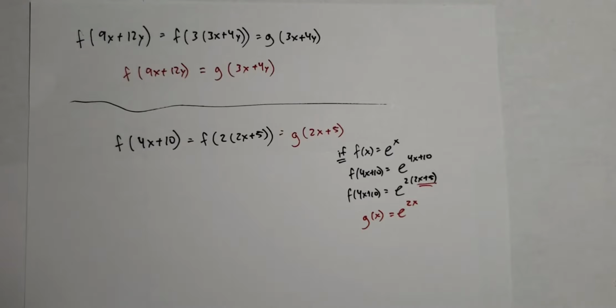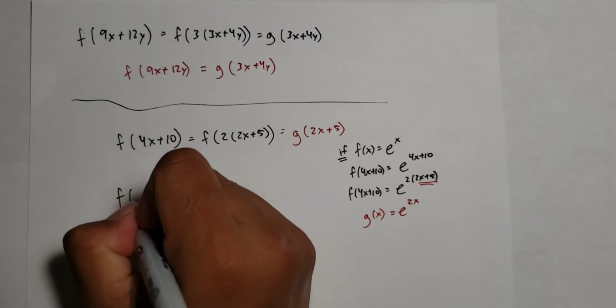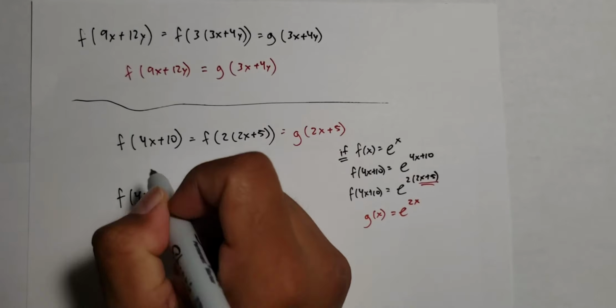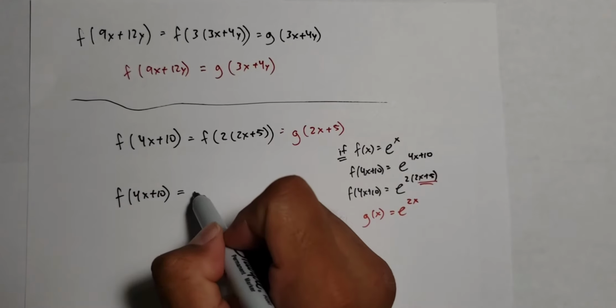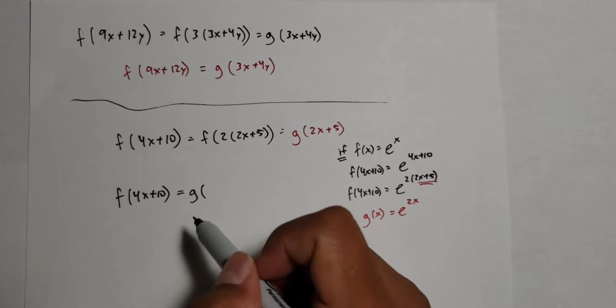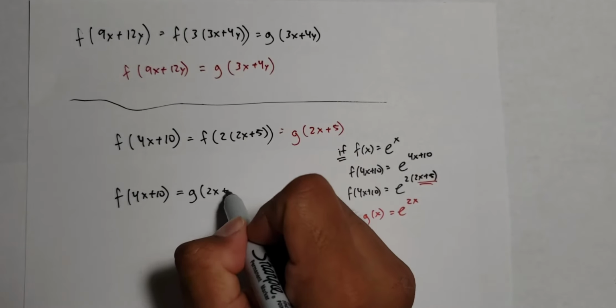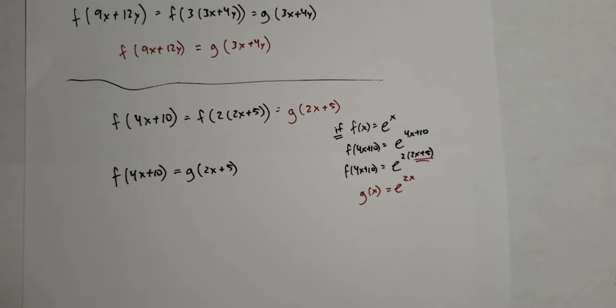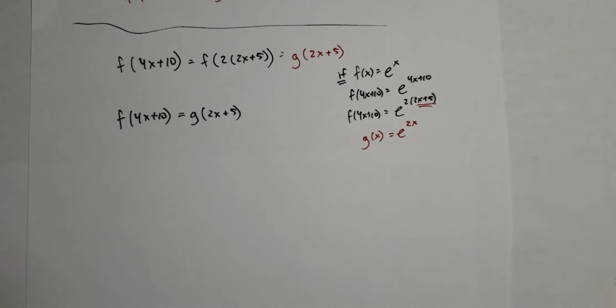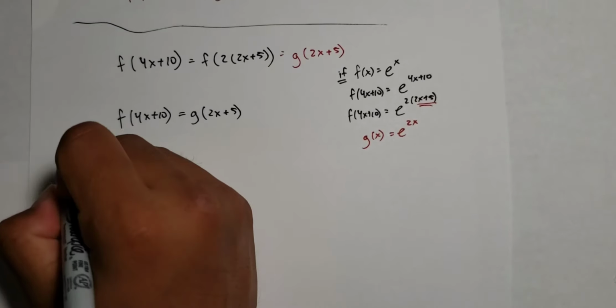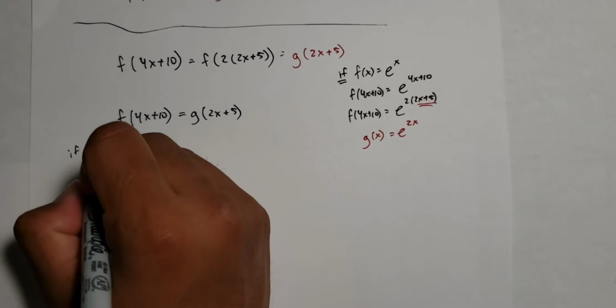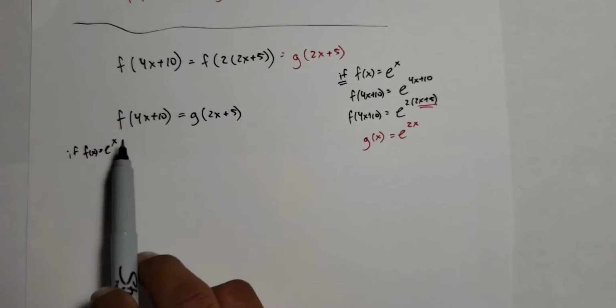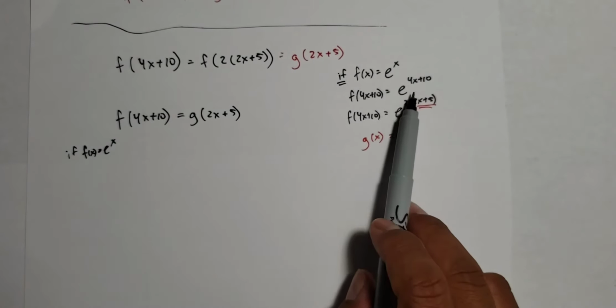So now let's go back and check if this will give us the same solution. Remember, we are saying that any function you take at 4x plus 10, you can manipulate it and get a new function g, but evaluate it at 2x plus 5, and you should get the same result. So let's see if that is true. If f of x equals e to the x, then this has already been evaluated for us.